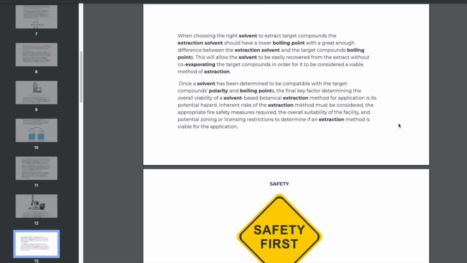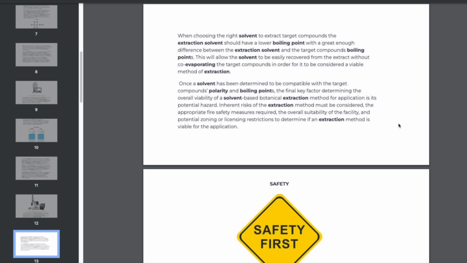When choosing the right solvent to extract target compounds, the extraction solvent should have a lower boiling point, with a great enough difference between the extraction solvent and the target compound's boiling point, especially under vacuum. This will allow the solvent to be easily recovered from the extract without co-evaporating the target compounds, in order for it to be considered a viable method of extraction.